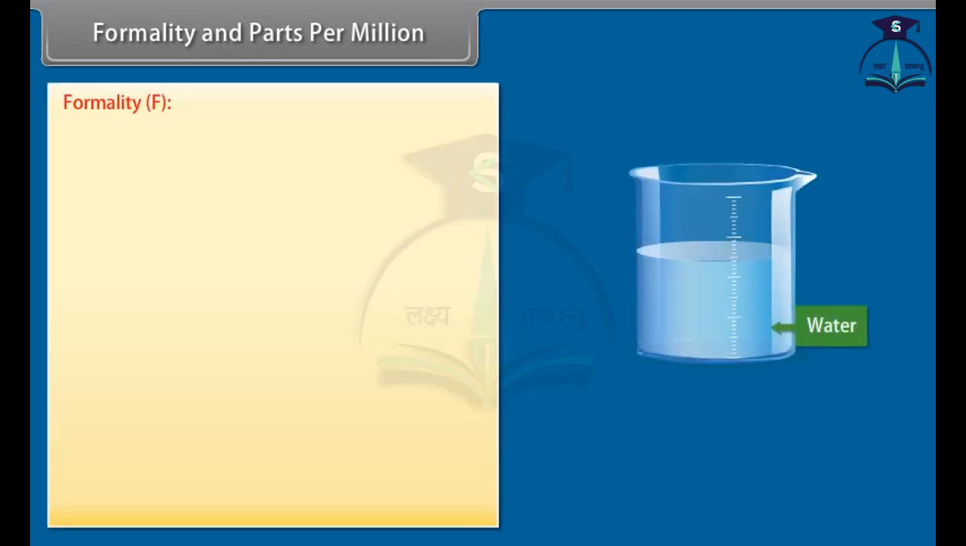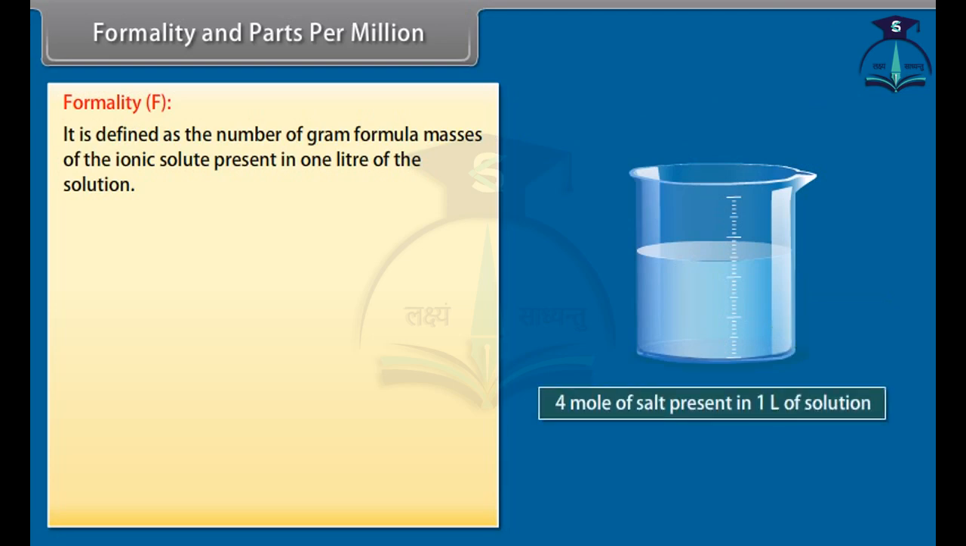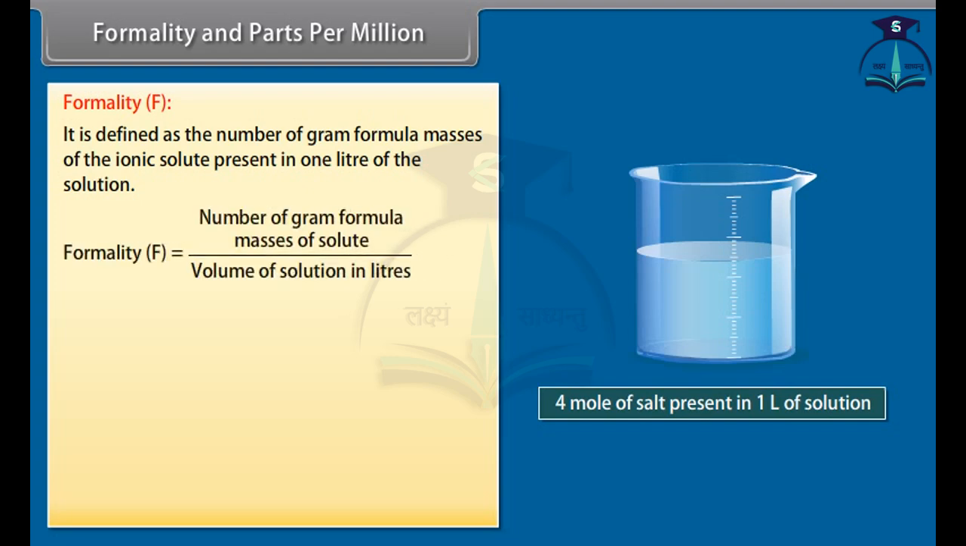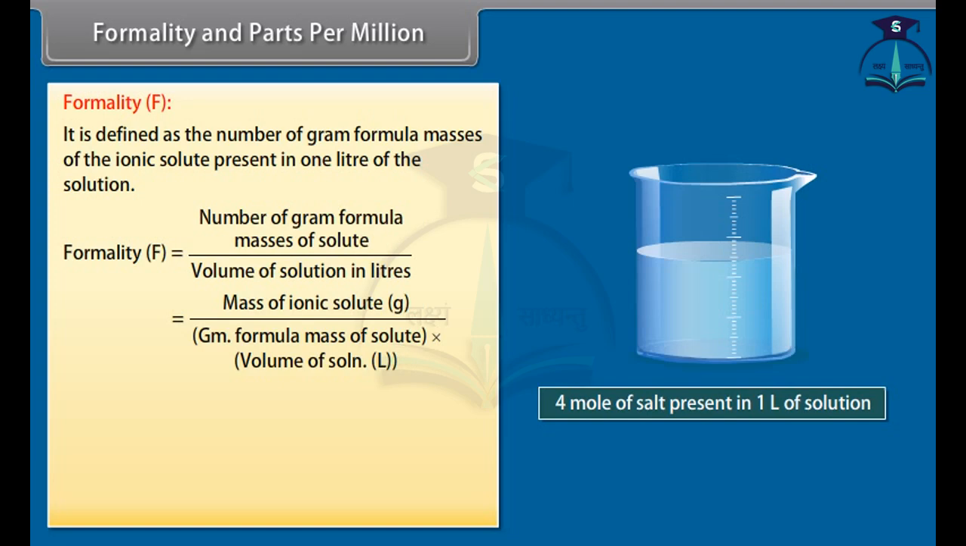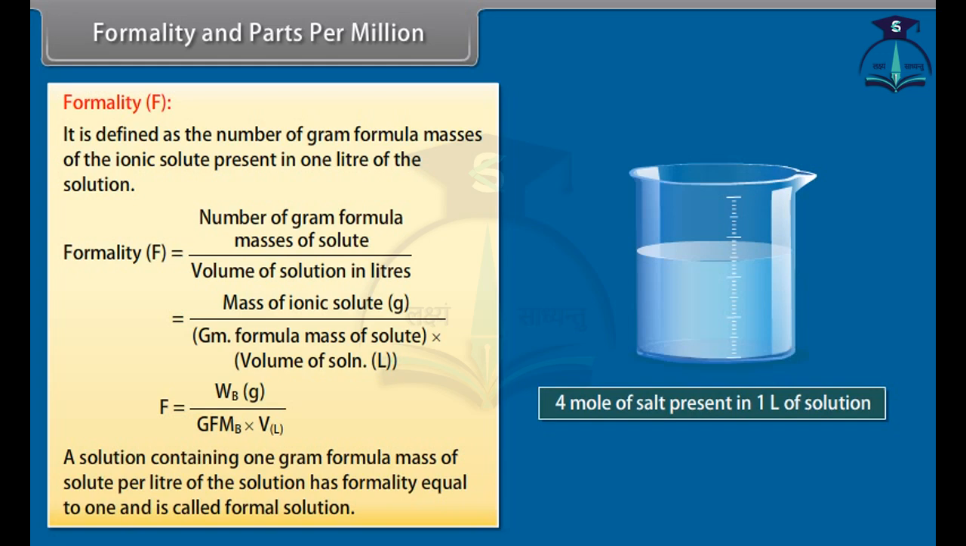Formality and parts per million. Formality. It is defined as the number of gram formula masses of the ionic solute present in 1 liter of the solution. It is represented by F. Mathematically, formality is represented by F is equal to WB in grams divided by product of gram formal mass of B and volume of solution in liter. A solution containing 1 gram formula mass of solute per liter of the solution has formality equal to 1 and is called formal solution.